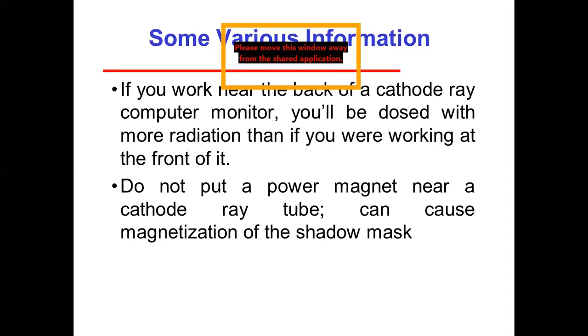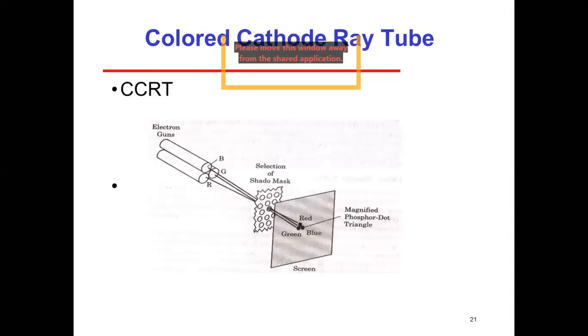Some various information: if you work at the back of a cathode ray computer monitor, you will be exposed to more radiation than if you were working at the front of it. So there was also more radiation. Do not put a power magnet near a cathode ray tube; it can cause magnetization of the shadow mask. So there are various disadvantages of the CRT also.